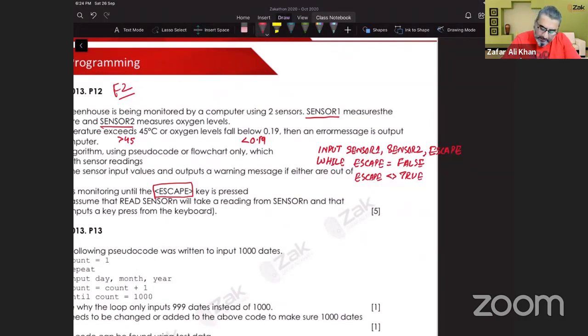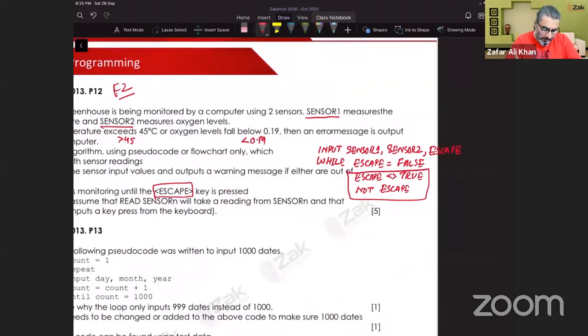Or you can write while not escape. All three conditions are the same. Until escape is false, go on. Until escape does not become true, go on. Not escape means false. Okay, so it's up to you how you use it. I leave it to you.